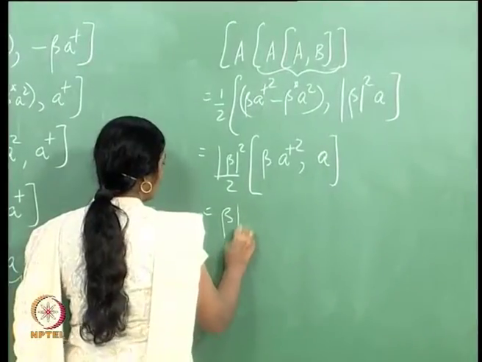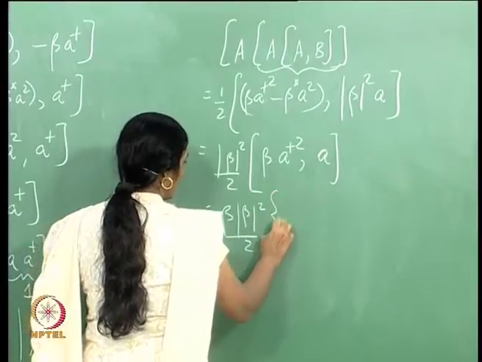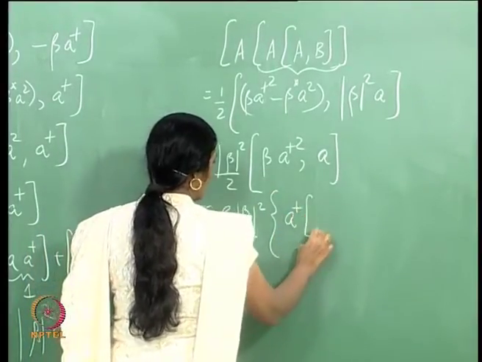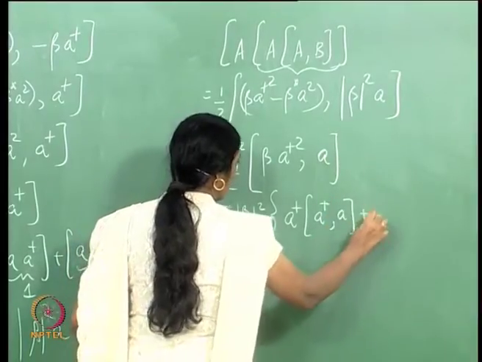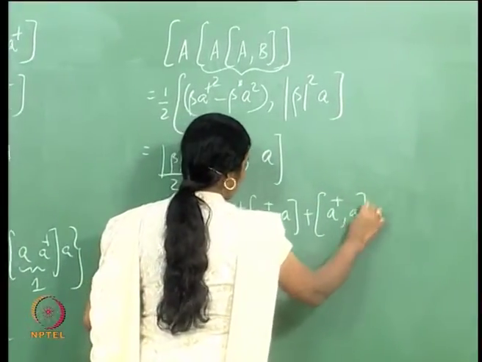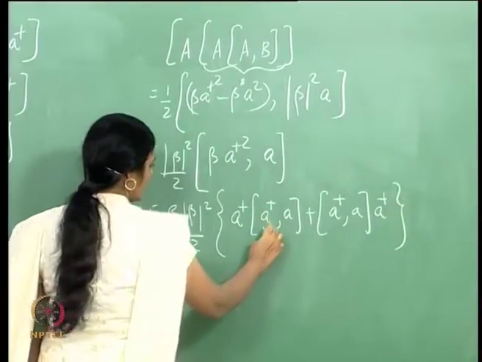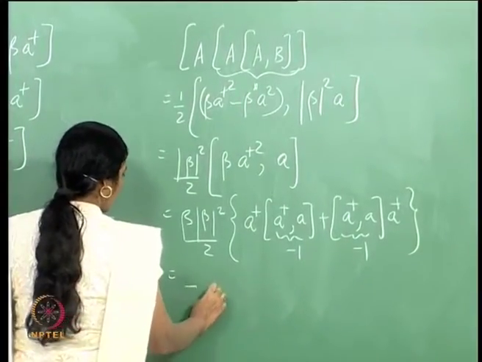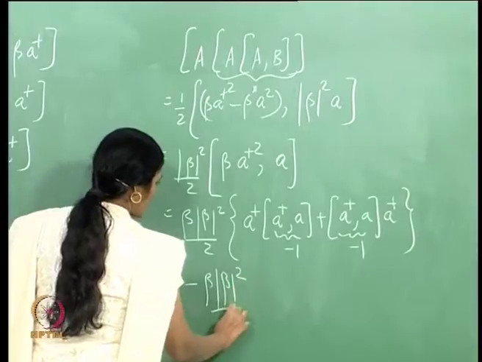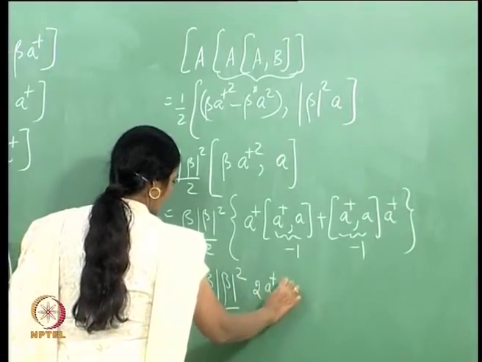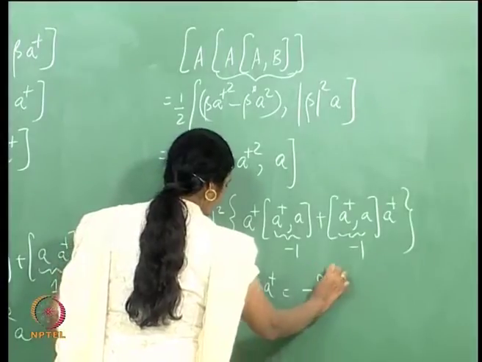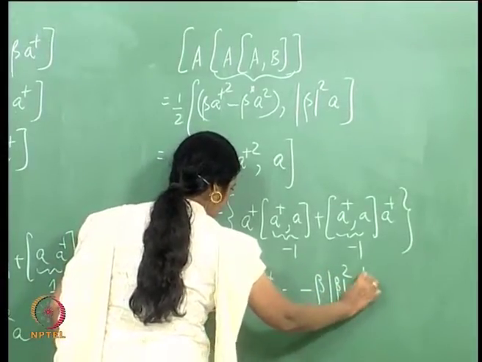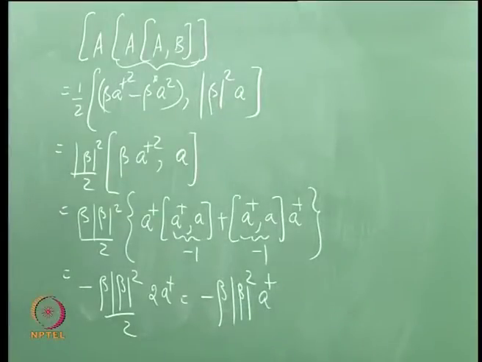This gives me a beta mod beta squared by 2, and again I use the ABC rule. It is A dagger commutator of A dagger with A plus commutator of A dagger with A times A dagger, and this, as we know by now, is minus 1, and therefore I have minus beta mod beta squared by 2 A dagger, which is minus beta mod beta squared A dagger. Of course, I will have a 1 by 3 factorial multiplying this term.